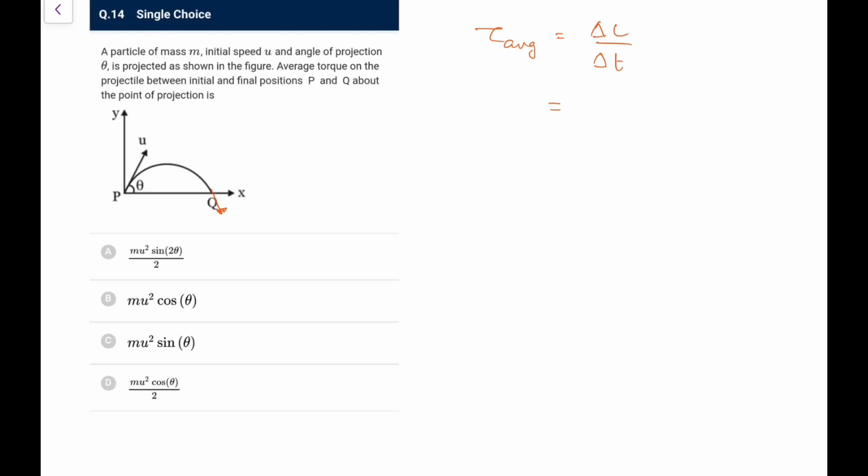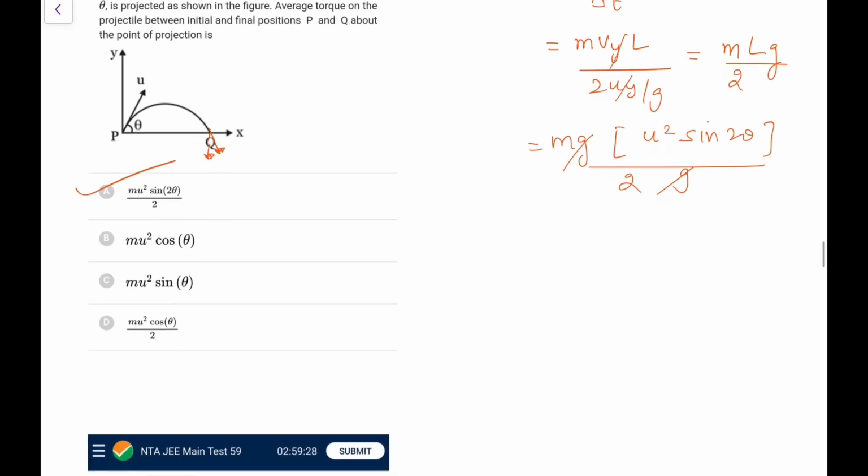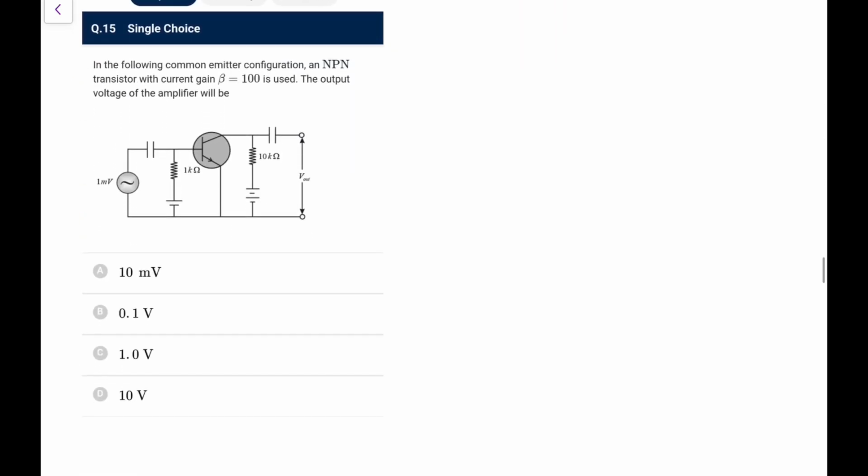Finally, when it ends here, we need to be careful about only the perpendicular component, that is m vy l. The magnitude of time is 2 uy by g, and the vy magnitude would be uy, only the sign changes. So we can write it as m L by 2, and g goes up. And what is L? L is range. Range is u square sine 2 theta by g. This 2 g cancels, so go for option A. Such a question has been asked, like torque at the topmost point, so you may do this.